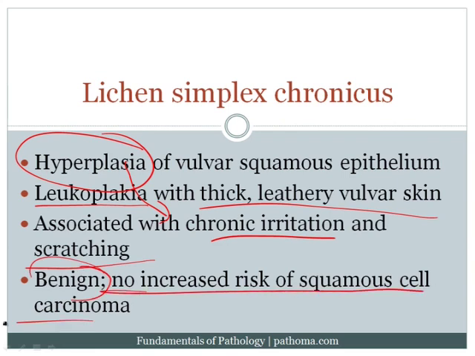So the way I think about this is, lichen sclerosus represents thinning of the epidermis, usually in a postmenopausal woman, probably due to a little bit of atrophy and then some immune damage that occurs to the dermis. And lichen simplex chronicus, on the other hand, is hyperplasia due to chronic irritation with scratching, and that results in a thick leathery vulvar skin. All right, so that's the lichen lesions, the lichen sclerosus and the lichen simplex chronicus.